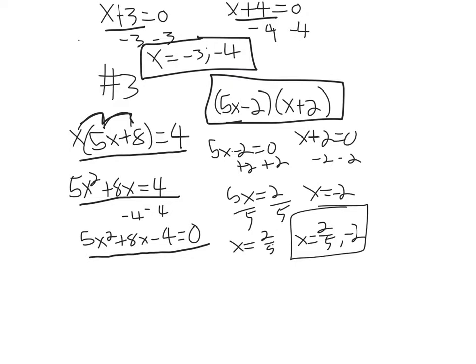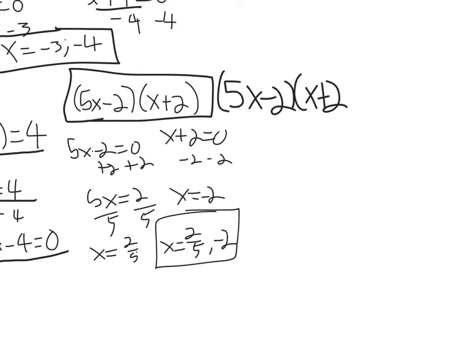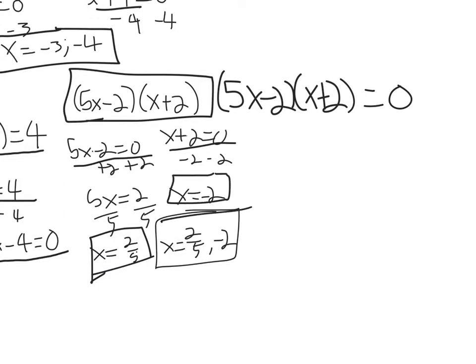Now that you have these, you're going to set these equal to 0, so it'd be 5x minus 2 times x plus 2 equals 0. So then it'd be 5x minus 2 equals 0, x plus 2 equals 0. So 5x minus 2 equals 0 would equal 5x equals 2. Divide by 5 on each side, and you would get x equals 2/5. And then for x plus 2 equals 0, you have to subtract 2 from each side, so it would be x equals negative 2, and your two answers would be x equals 2/5 and negative 2.